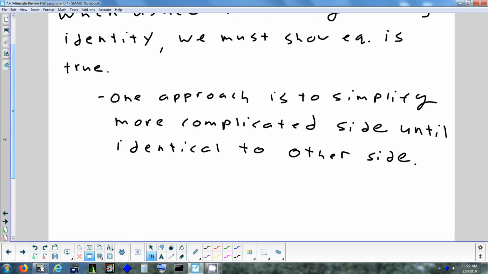Another approach, but people usually get messed up with it, is they try to simplify both sides at the same time. I'm going to say stick with one side. Just stick with one side at a time. Don't mess with the other side.